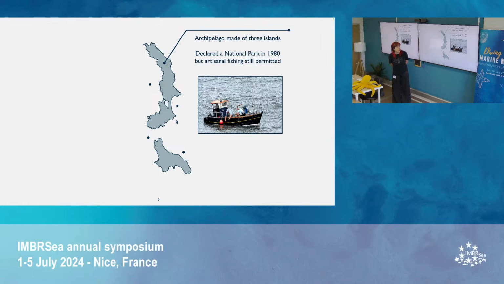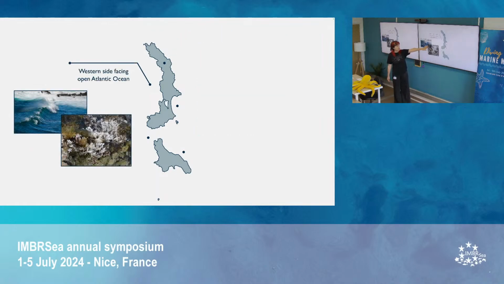So what's really important to note about this archipelago is that it was declared a national park in 1980, but small-scale artisanal fishing is still permitted even in the protected waters. And there are 2 main components to the island. So there's the western side here, which faces the open Atlantic Ocean, and because of this, it's exposed to really strong winds, tall waves, strong currents, and the bottom is very rocky with encrusting coralline species.